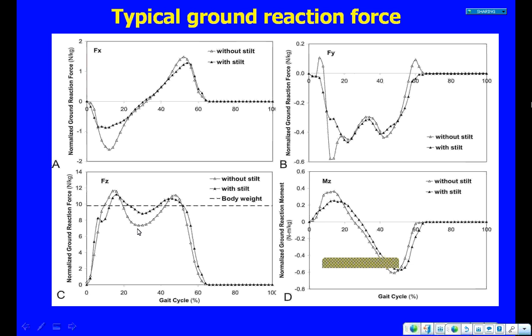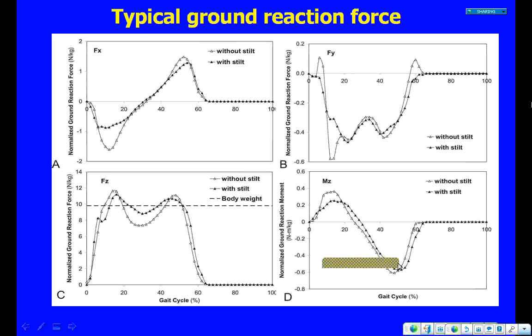Then you see, without stilts, this valley is deeper compared to with stilts. This is because the stiffness of the stilt foot is harder than the human shoe. Also, because stilts have no sensor, when the human walks on the ground, they can sense the touch. That's why there is more change in the ground reaction force.